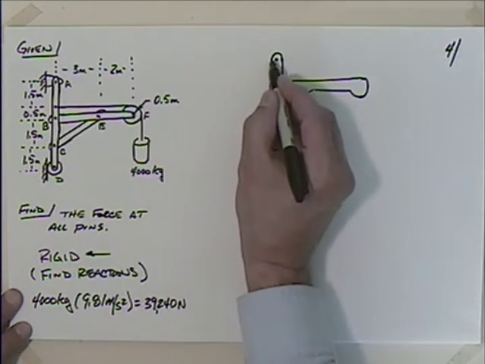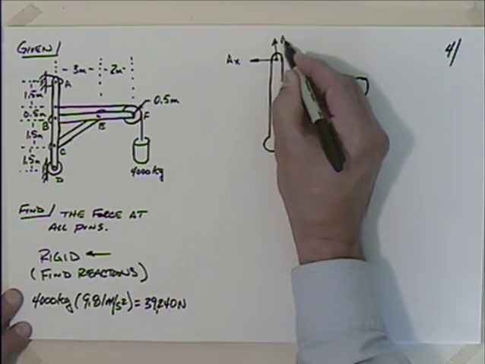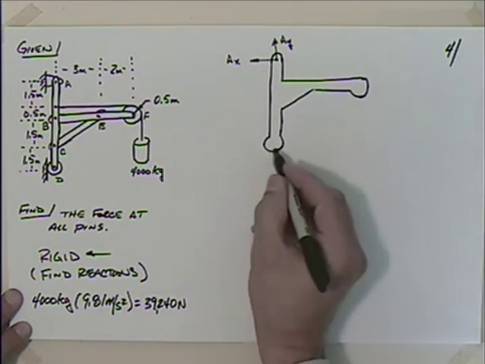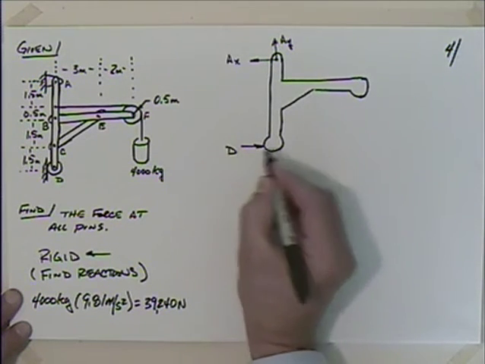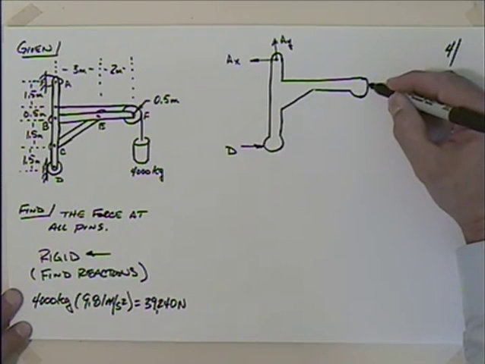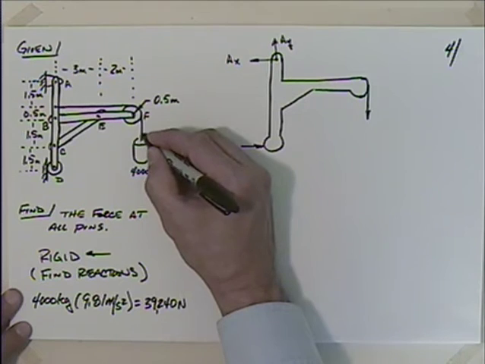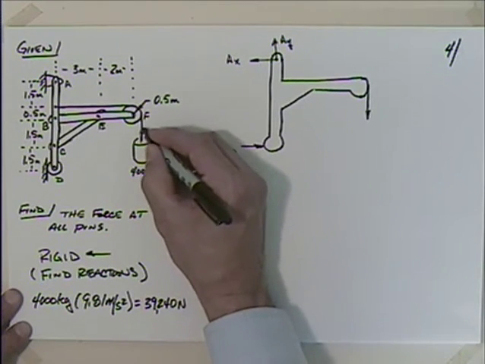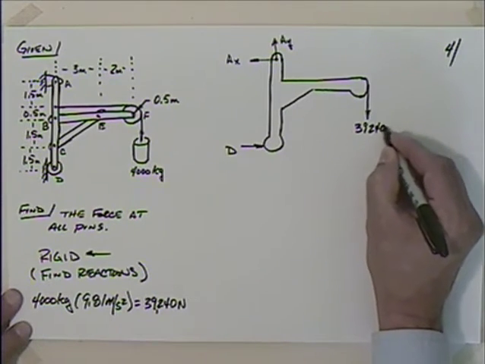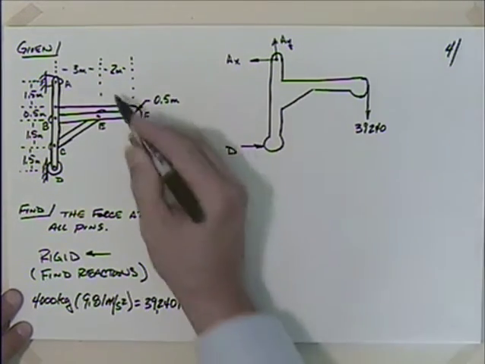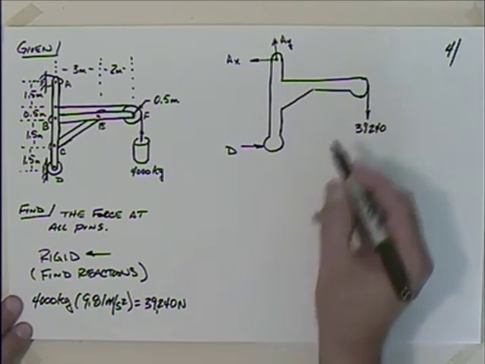And here at A we have a pin, so I think I'm going to say that I have AX and AY. And then over here at D we have a roller, so I'm just going to call that D. And then out here, if this mass is pulling down, this force here would be 39,240. Okay, and we can get our dimensions from here. I won't clutter up this picture with them.